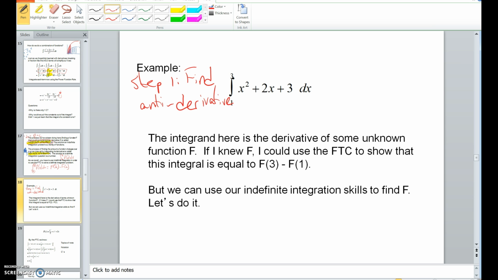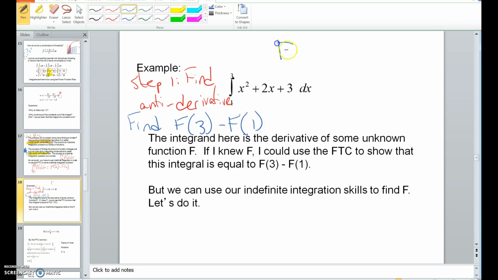So this is just like the problems that we've been doing up till now. What is the antiderivative of x squared plus 2x plus 3? I'll give you a second to put that in. So the new part now is going to be to find the antiderivative evaluated at 3 minus the antiderivative evaluated at 1.